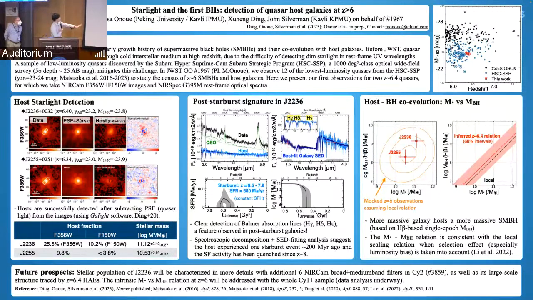So at the bottom of the middle panel, I'm showing the recovered star formation history of this galaxy. So basically, this host galaxy experienced one starburst event roughly 200 million years before this quasar was observed. In the right panel, I'm showing the observed stellar mass and black hole mass ratio. As far as our targets are concerned, they are consistent with the local scaling relationship after taking into account the luminosity bias in the sample selection and also the systematic uncertainty in the black hole mass and stellar mass measurements.